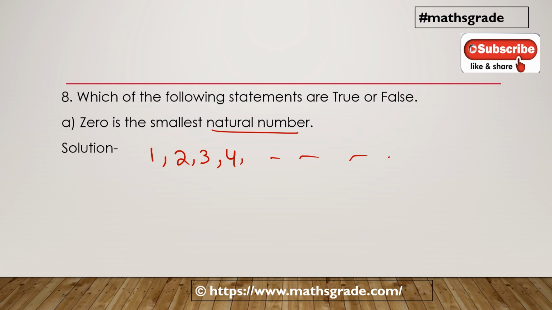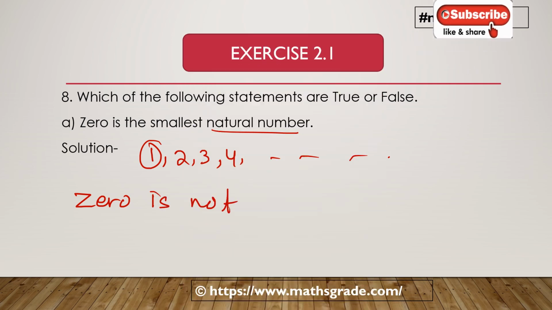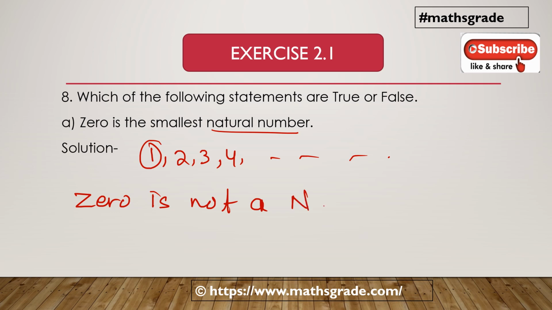So 0 is the smallest natural number. This is false. 1 is the smallest natural number. So 0 is not a natural number. So 0 is the smallest natural number, this is false.